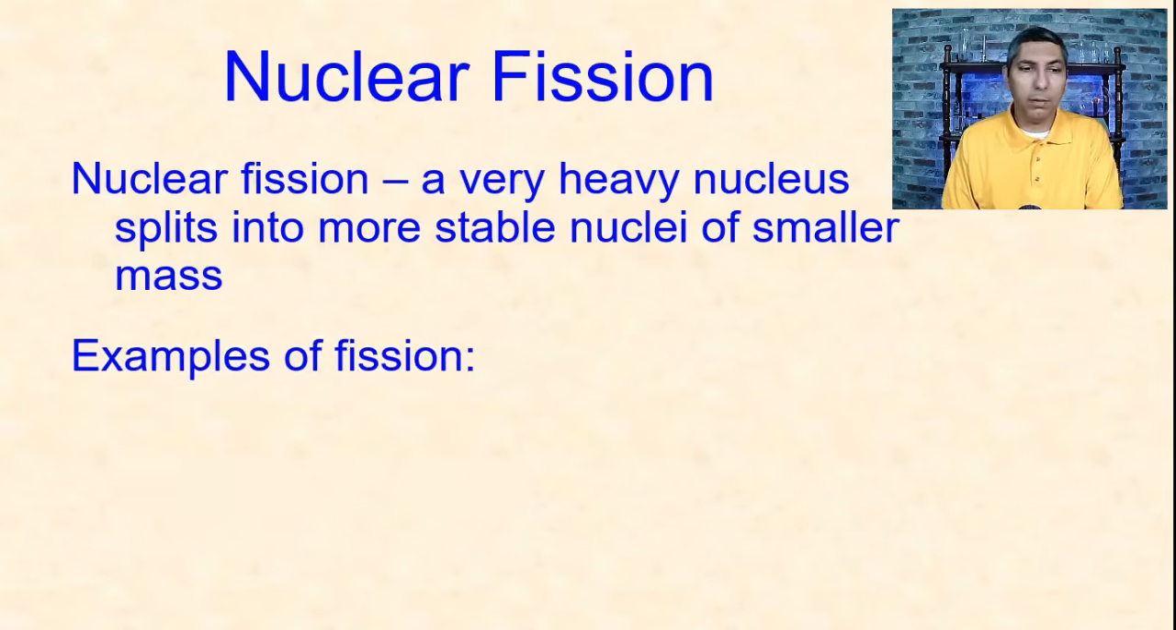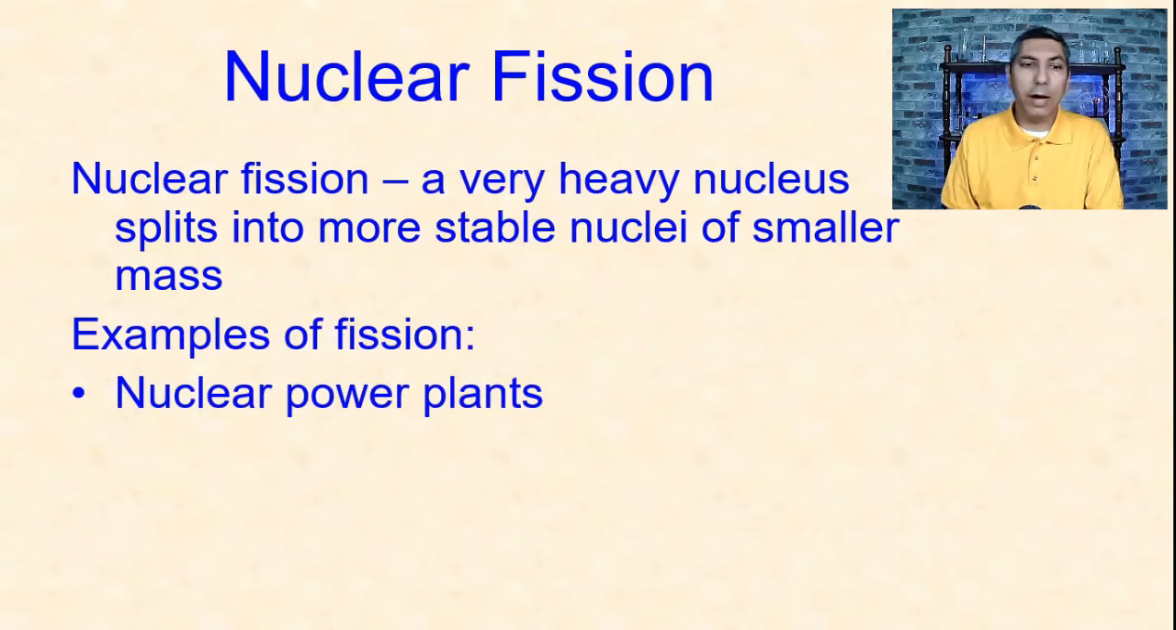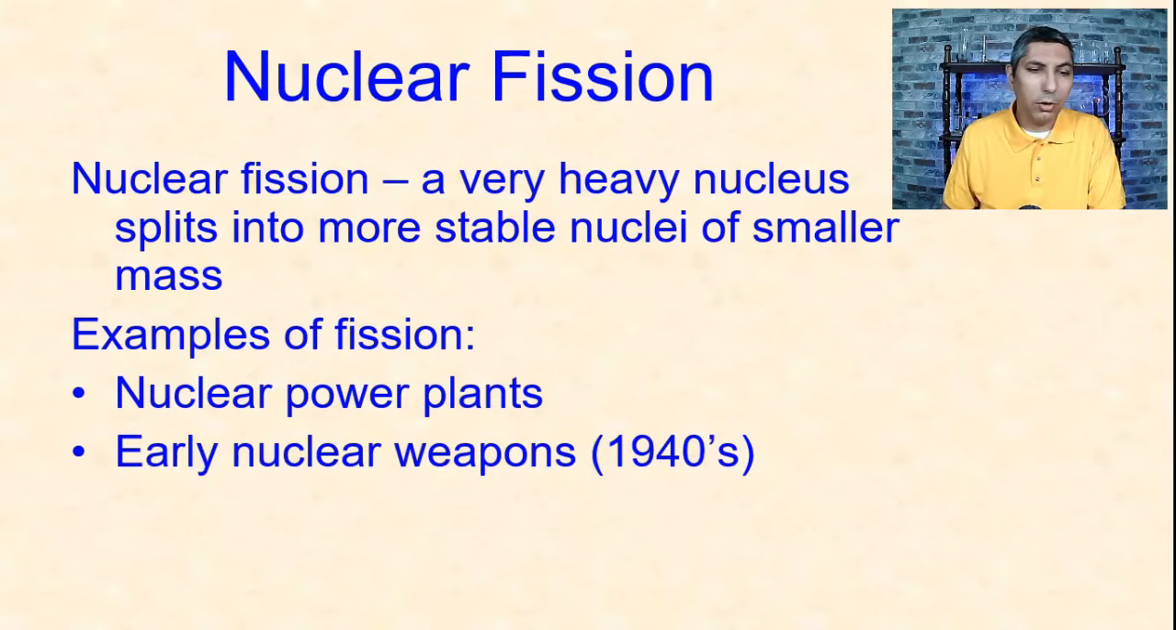Probably the best example of nuclear fission is found in modern nuclear power plants. They'll have some sort of a heavy nucleus, some sort of a fissionable isotope there, and they're able to harness that energy in order to produce electricity. So nuclear power plants are a good application of nuclear fission. We also know that early nuclear weapons made use of nuclear fission as well. The first nuclear fission weapons were created back in the 1940s during the Manhattan Project, as you may have heard of in your history classes.